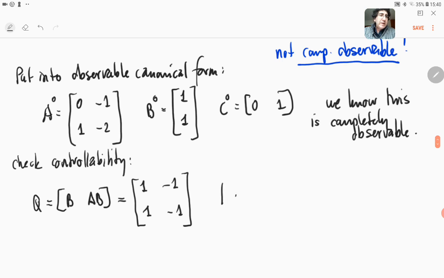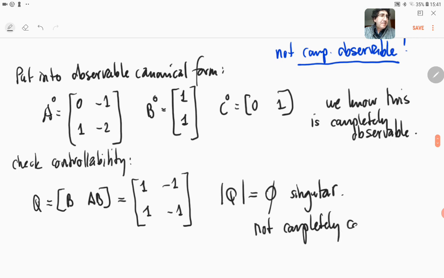Okay, so again, determinant of Q is equal to 0. So it is singular. It is not full rank. And therefore not completely controllable. Okay, so that is what the second property tells us.